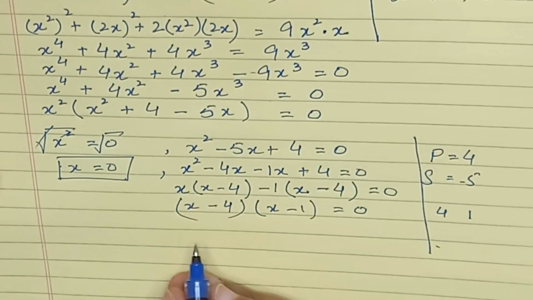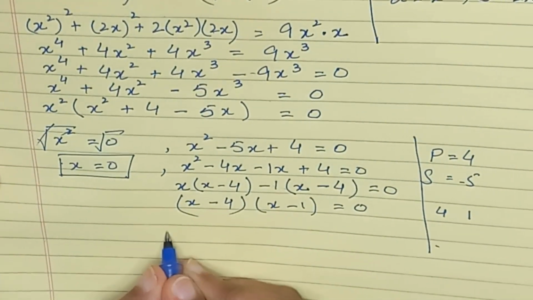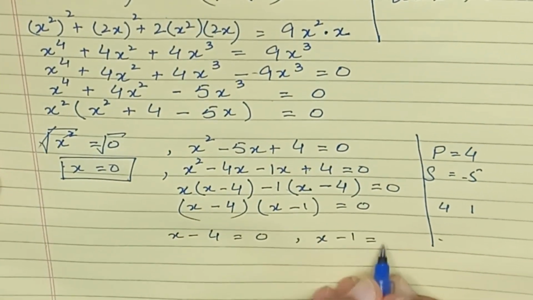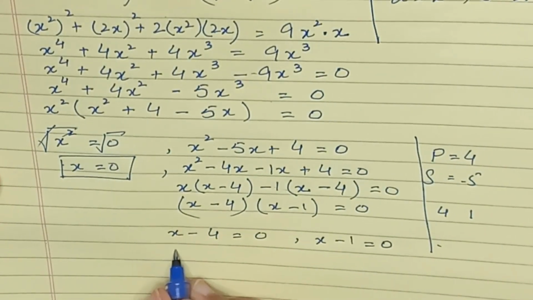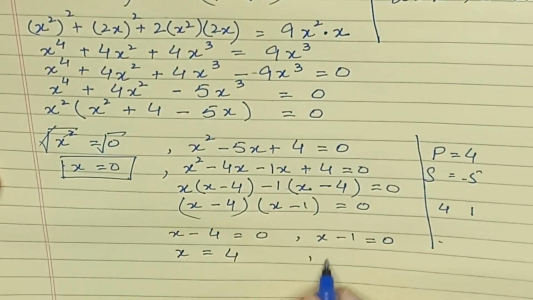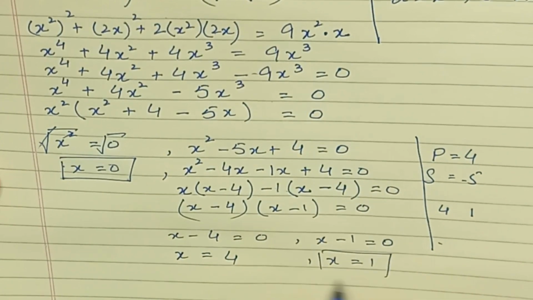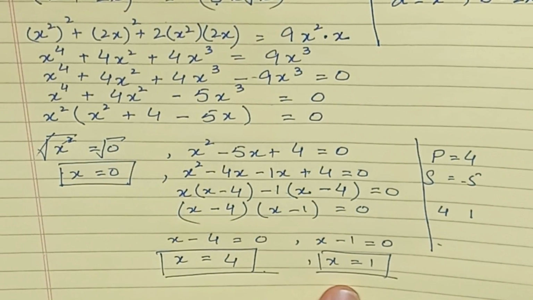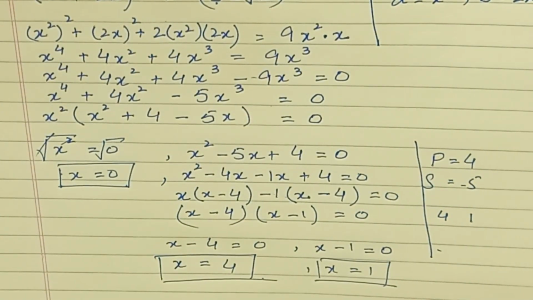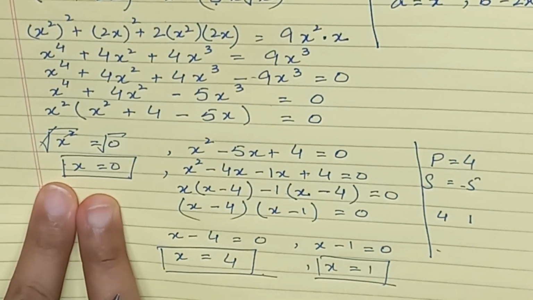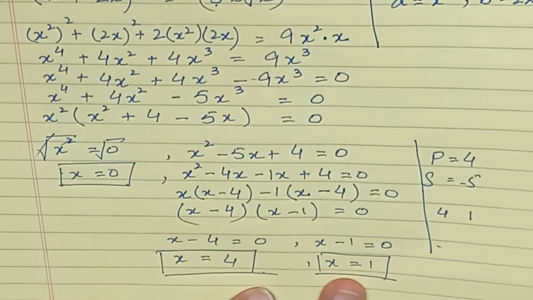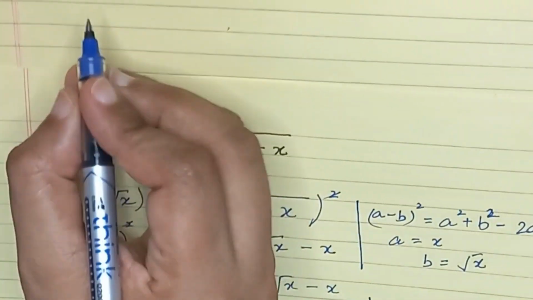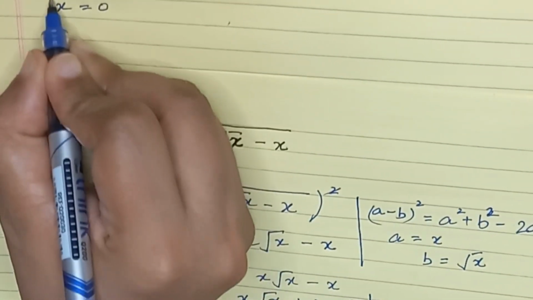So from here again we have two cases: x minus 4 is equal to 0 and x minus 1 is equal to 0. So from here x is equal to 4 and x is equal to 1. So here we have three values of x, which are 0, 4 and 1. Now we will check whether x is equal to 0, x is equal to 4 and x is equal to 1 satisfy our given equation or not.